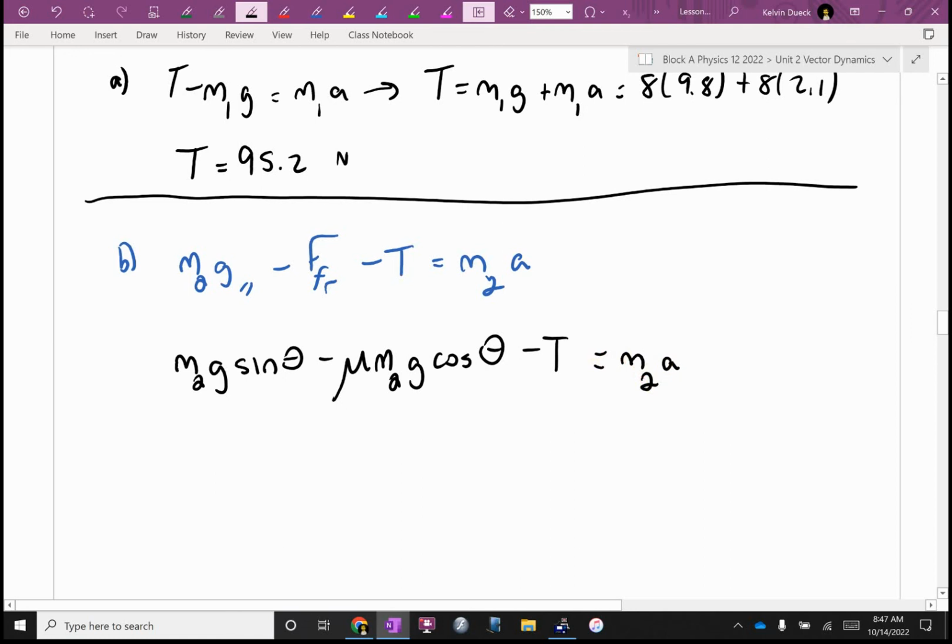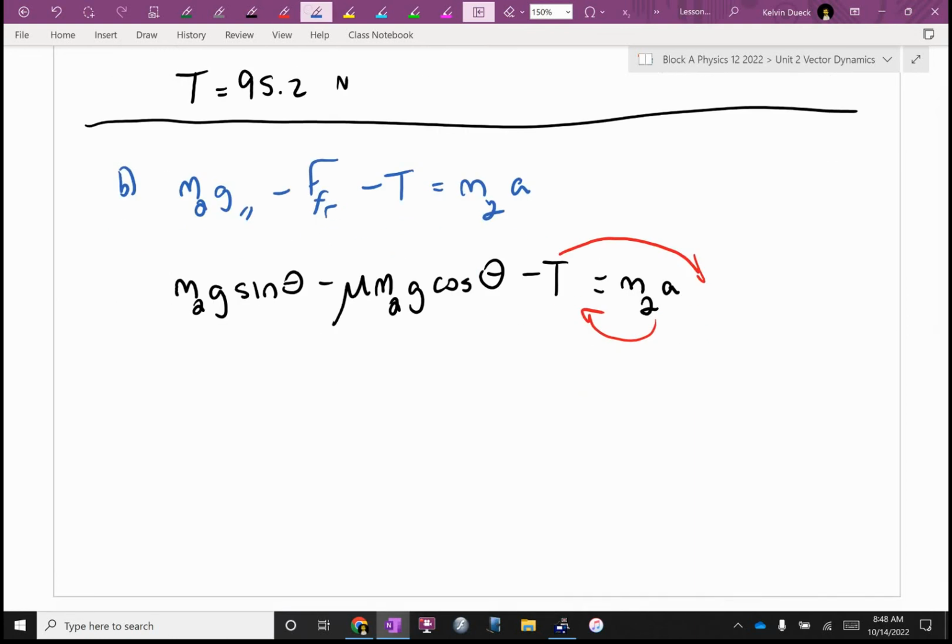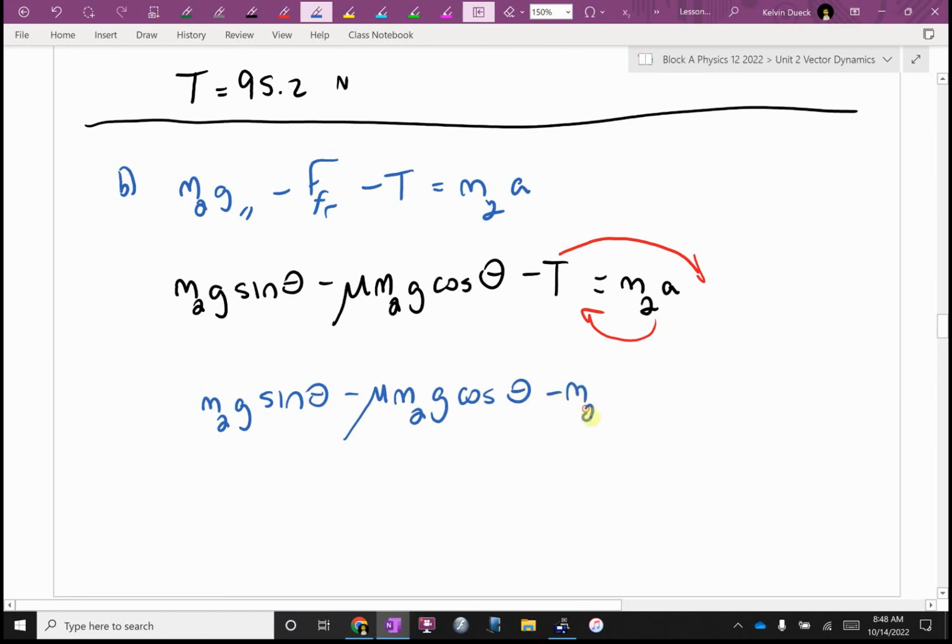And that equals M2A. Lena, what am I trying to find? How many M2s do I have? 3. How many would I prefer? 1. Let's get them to the same side. I think what I would do, because I don't like the tension being negative, I would probably plus that there and minus that there. That's probably the least amount of work. So it's going to be M2G sine theta minus mu M2G cos theta minus M2A. That equals tension. How many M2s do I have? How many do I prefer?